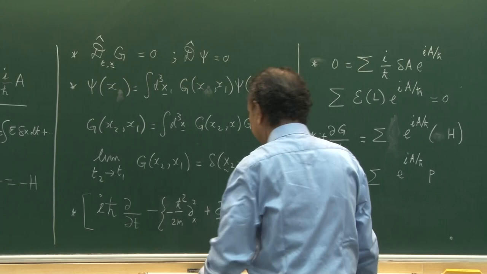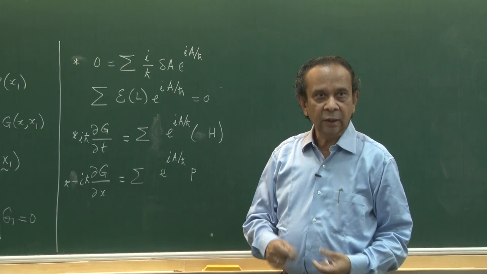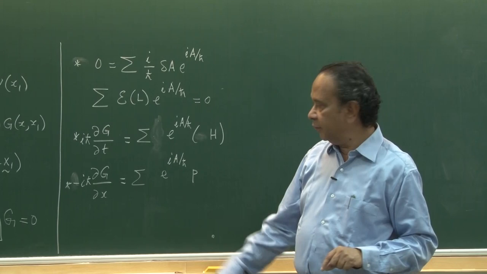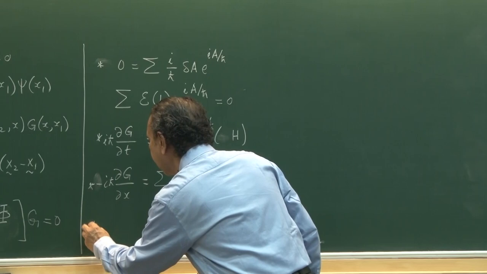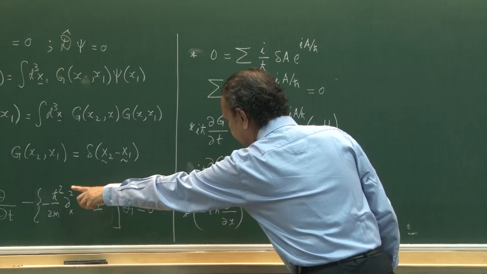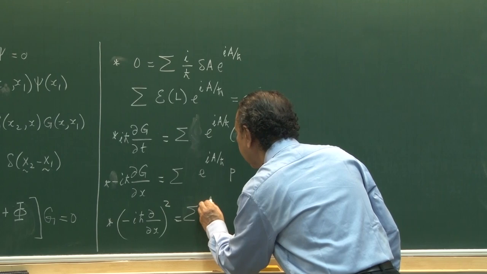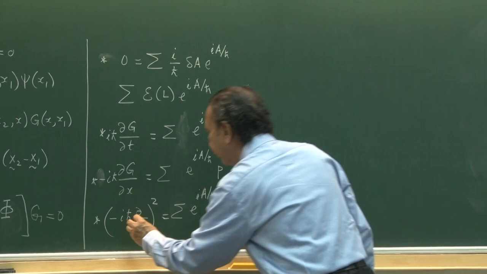Okay. So I want two derivatives. I have only got one derivative. Now I am going to repeat this process once again. Now when I do that, we will come back to this later on, I am going to assume this p remains constant, which means it is just going to give you a p. So what I will get here is that minus i h cross d by dx the whole square, which is just minus h cross square d square by dx square without a 2m. This is going to be equal to the average of e to the i A over h cross p square. So if I put a 2m here, I can put a 2m here.